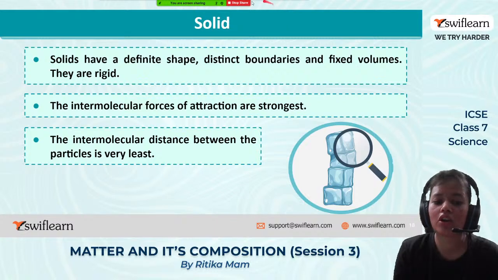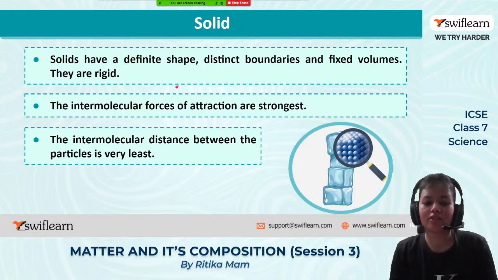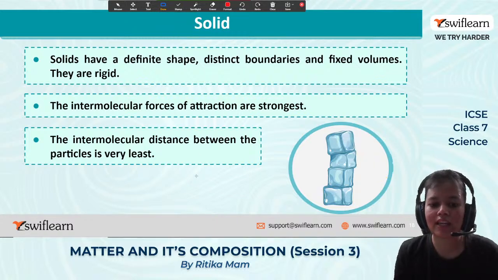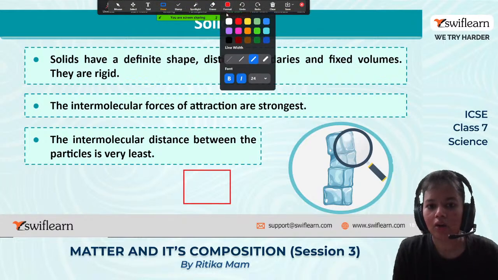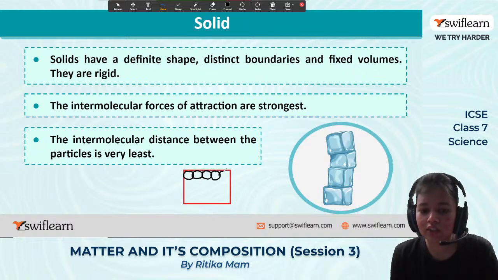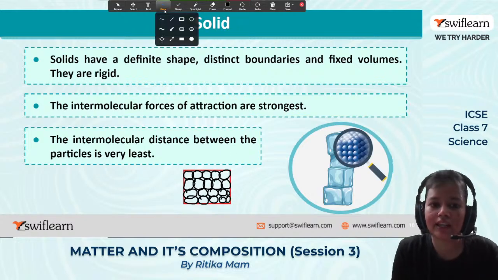Next is, intermolecular forces of attraction are strongest and intermolecular distance between particles is very least. So let me explain by taking this example. Let us consider this is a block of solid. The particles in the solid are tightly packed. तो ये जो particles हैं, let us consider these are the particles. So these will be very tightly packed. There will be minimum space between them. So this proves the intermolecular space is very less.